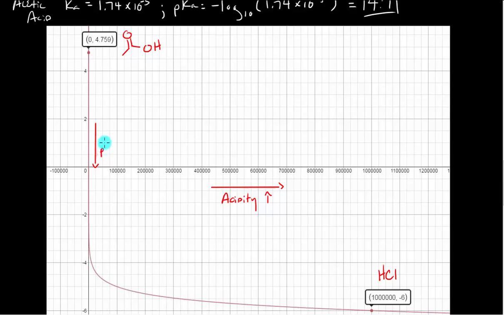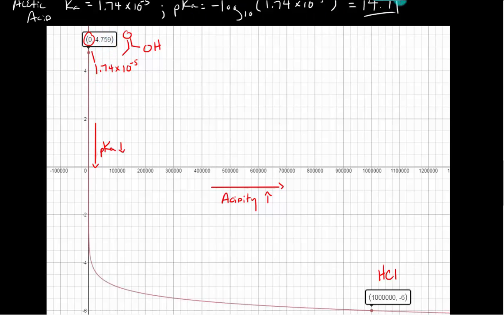As we go down the y-axis, pKa goes down, but the acidity goes up. So as you go down, acidity goes up. And if you look here, this number is actually a little bit of a rounding error. This 0 is actually 1.74 times 10 to the -5. But again, Ka is right here, and pKa is right here.